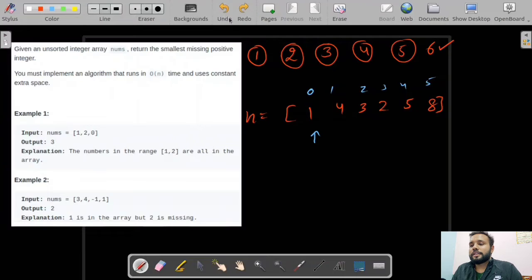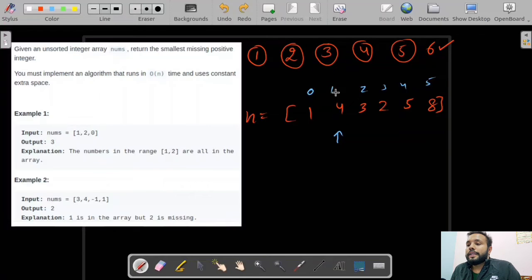Index 0 contains number 1. It means it's time to move forward because the array before this is sorted. Okay, so let's move to the next index, here at index 1.